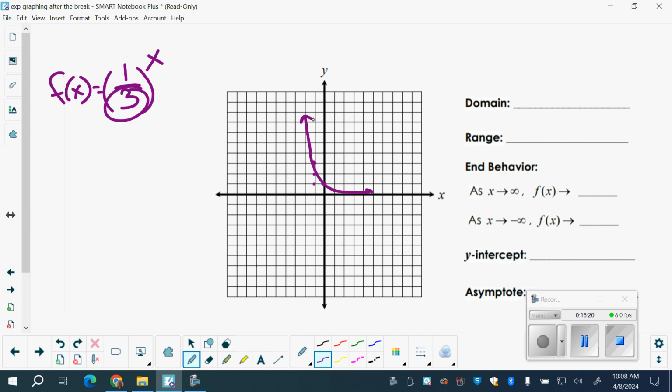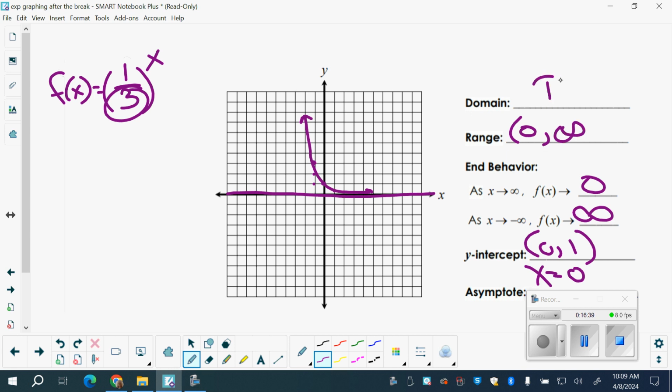So that's what he looks like. My lava line is right here. So here comes all my stuff. X equals 0, 0 comma 1. He's getting 0 here, infinity here, range 0 to infinity, and all real numbers.